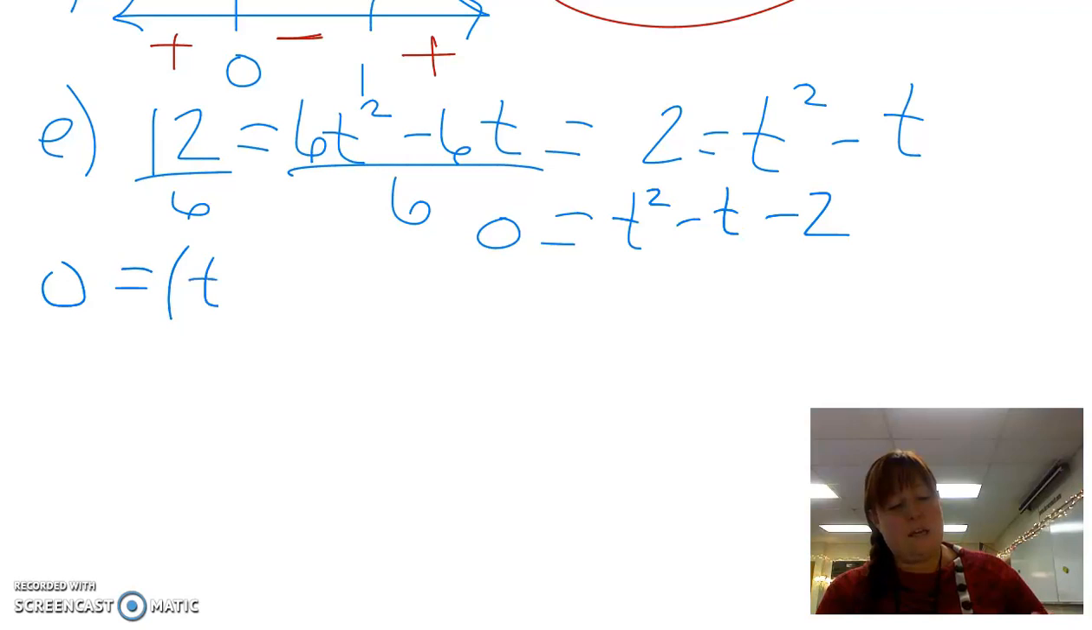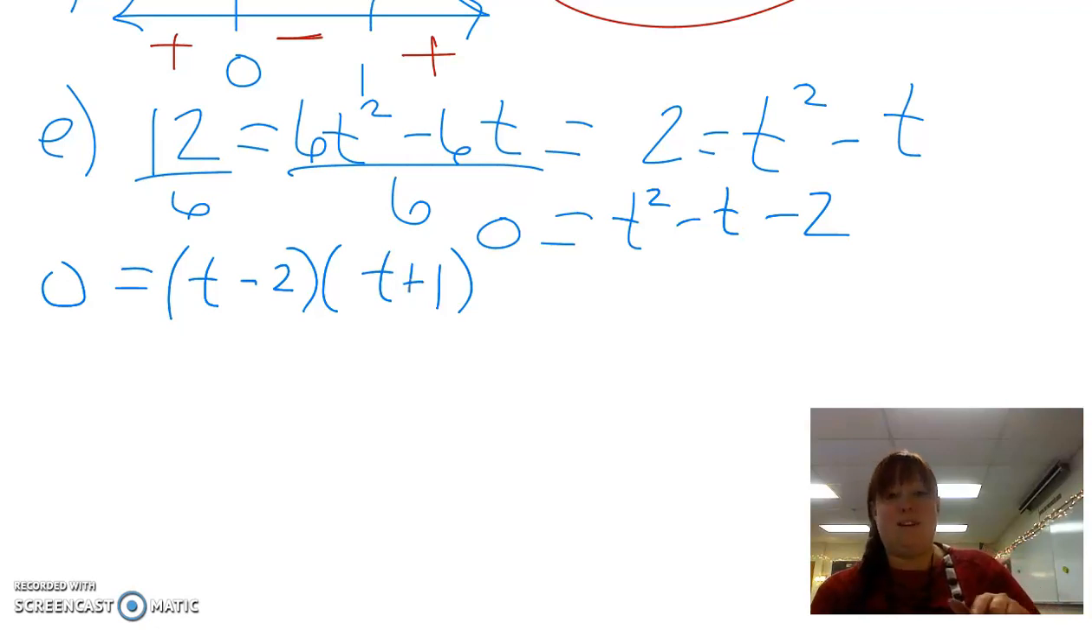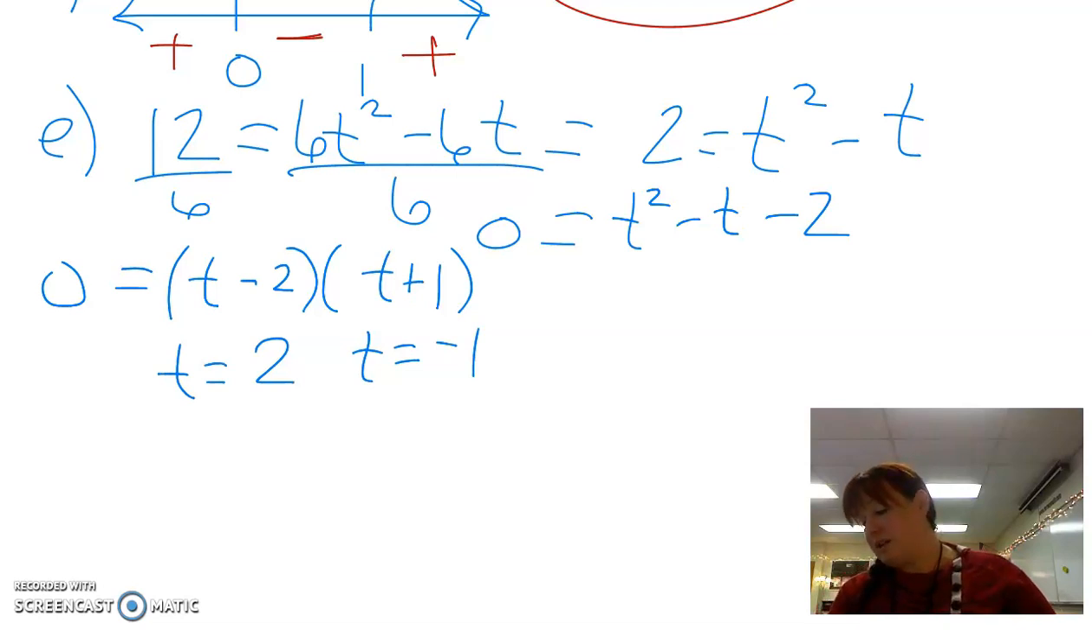So we have t minus 2 and t plus 1, excuse me. Yeah, I double checked myself because I was like, let me make sure. No, that would multiply to -2, add to -1. So at t equals 2 or t equals -1, our velocity is equal to 12 feet per second.